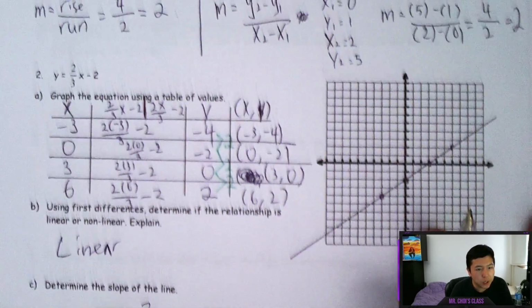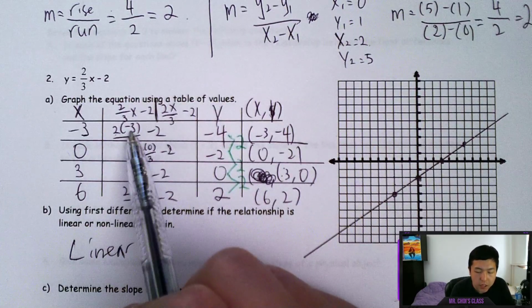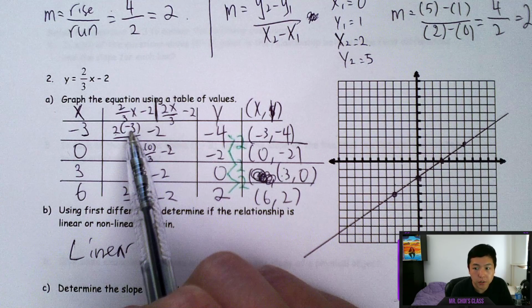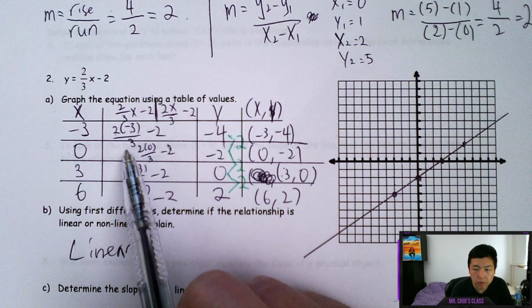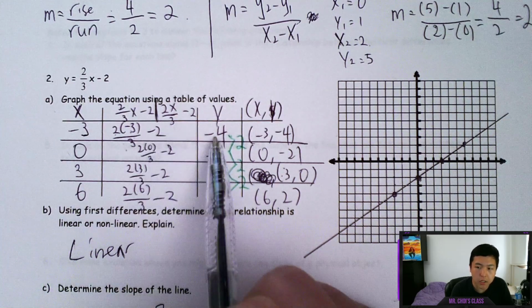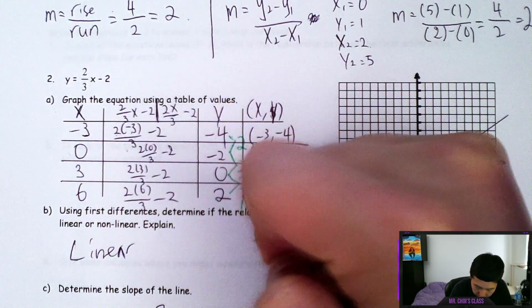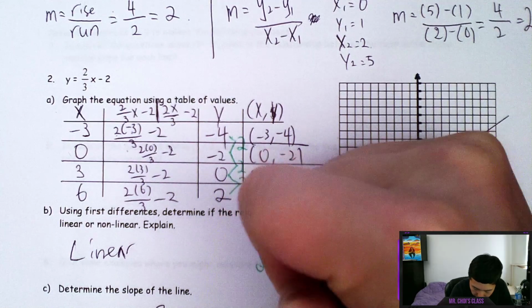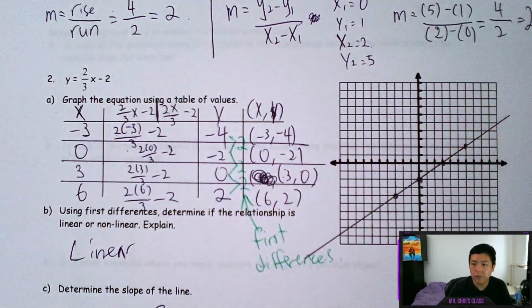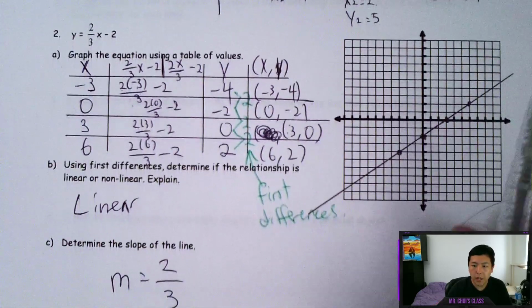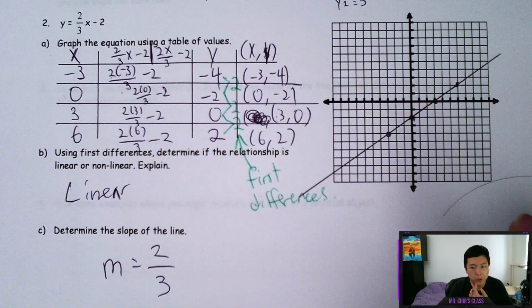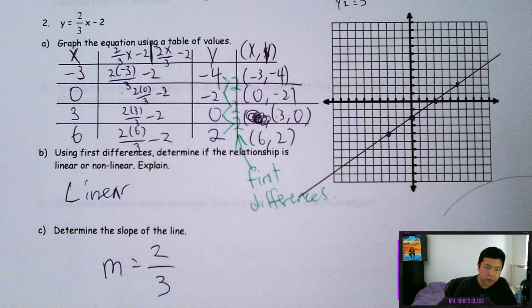Chris asks, for the first one, how did you get negative 4? You do 2 times negative 3, so that's negative 6, divided by 3. So negative 6 divided by 3 is negative 2, minus 2 is negative 4. Okay? And don't forget, these are first differences. So there we have it for this one. So your slope should be 2 over 3 that you got. And that should be it.